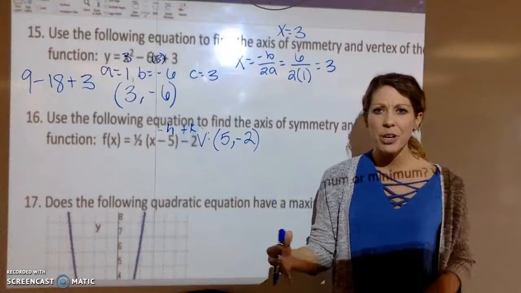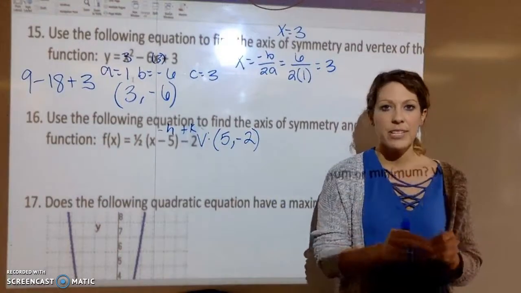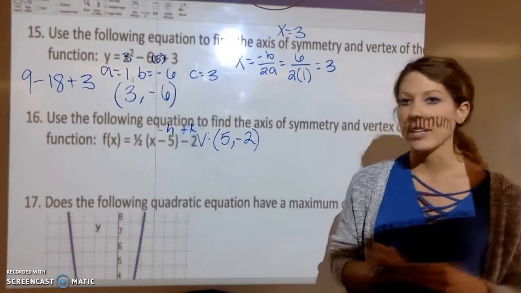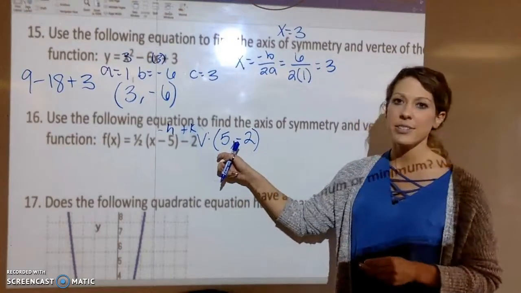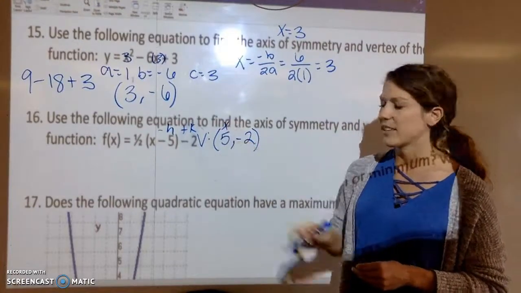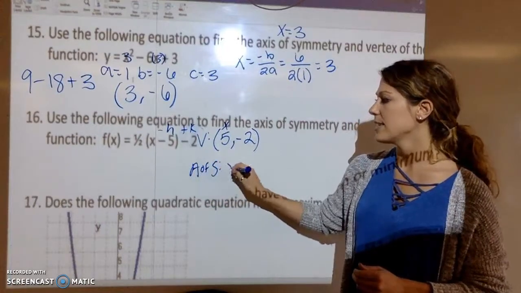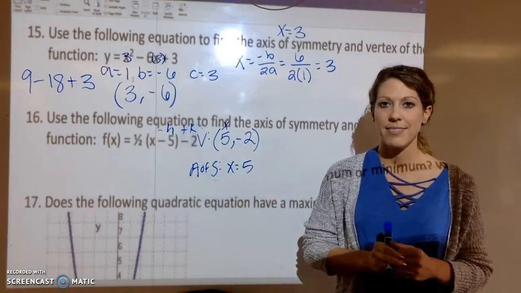So we like vertex form because we can just look at it and know what our vertex is. And if you know what your vertex is, then you also know what your axis of symmetry is, because your axis of symmetry always goes through your vertex. So if your vertex is 5, negative 2, that means your x is 5, so your axis of symmetry, a of s, is x equals 5. And then you're done.